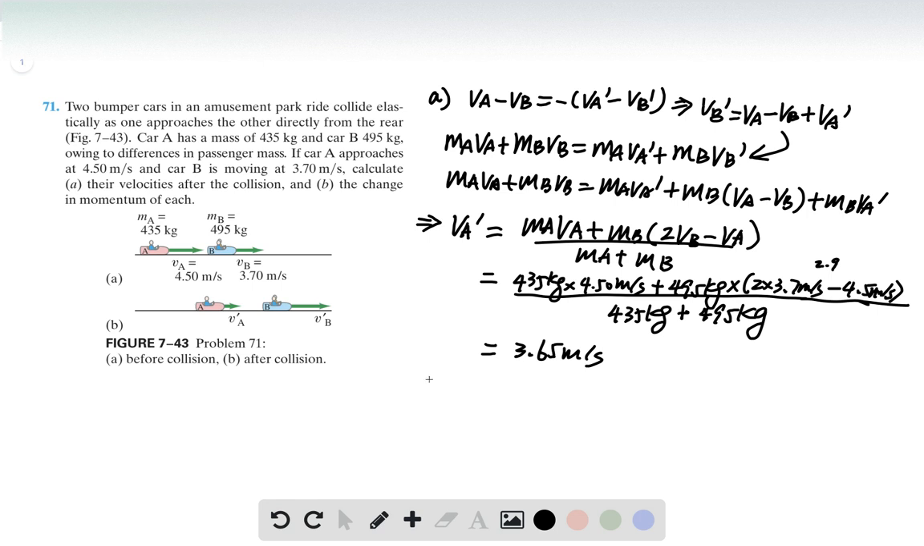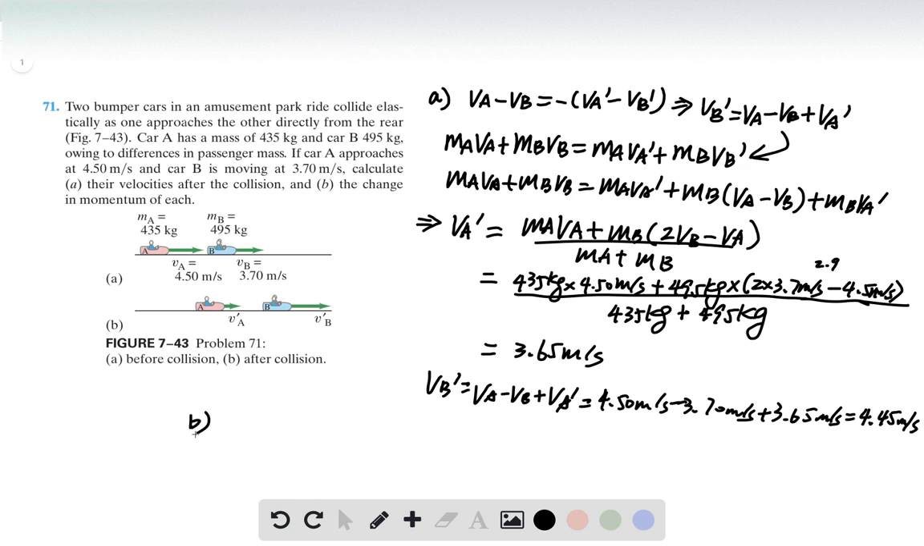Now we have VB prime equals VA minus VB plus VA prime. So 4.50 meters per second minus 3.70 meters per second plus 3.65 meters per second. And this is 4.45 meters per second. Great, so that is the velocity of A and B after the collision. And they are both still moving in the same direction as previously because both of them are still positive values.